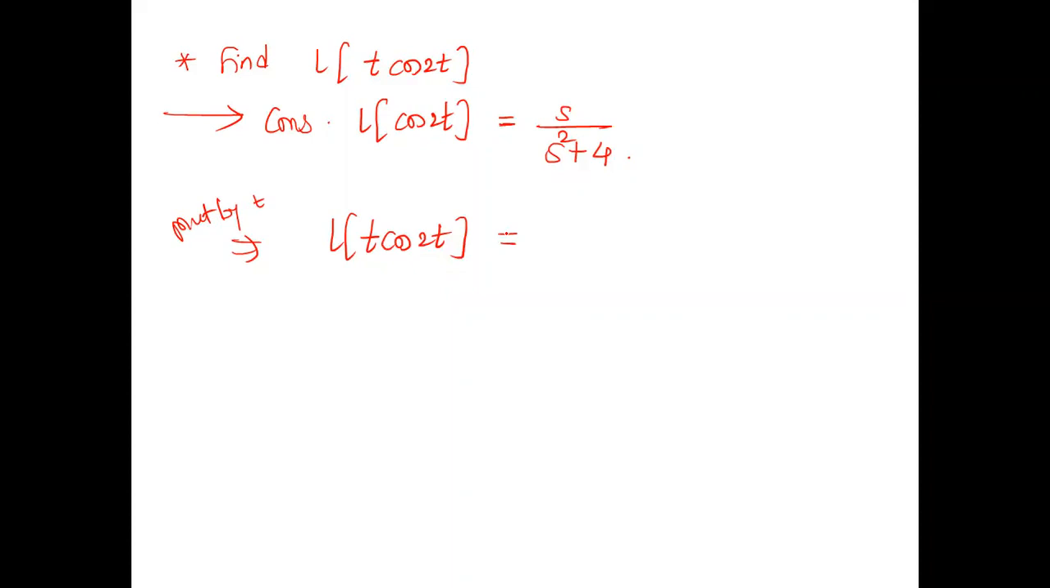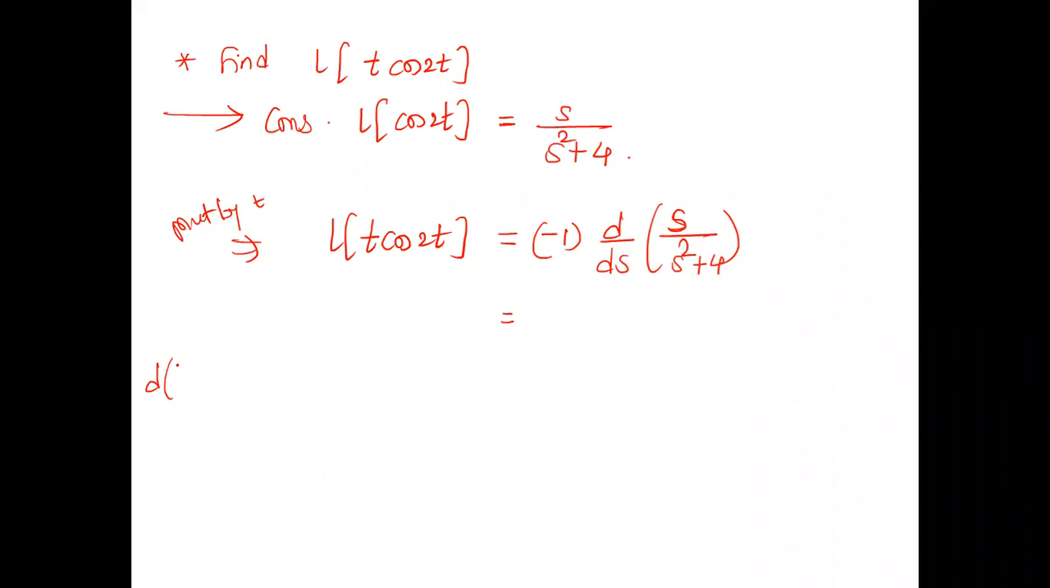Minus 1 raised to n. n is 1. Minus 1 d by ds of this term. Of this term means Laplace of cos 2t. Yes, so we have to take the derivative of this term. Can you just think and tell me the derivative, please? The derivative we are taking with respect to s. And there are two terms of s, numerator and denominator also.